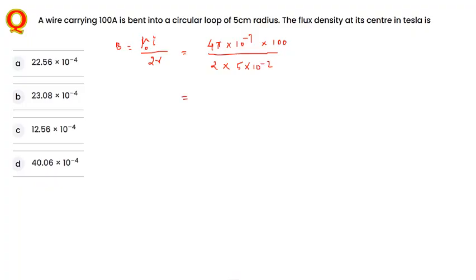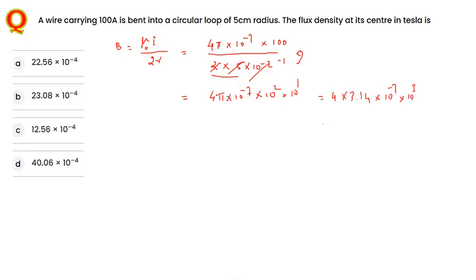Now 5 into 2 is 10, so one 10 will go, and what you are having here is 10 power minus 1. This goes to the numerator, so I mention 4 pi into 10 power minus 7, and this 100 I mention as 10 square, and this 10 power minus 1 will come as 10 power 1. So what you are going to have here is 4 into pi value 3.14 into 10 power minus 7, and this one here is 10 power 3.